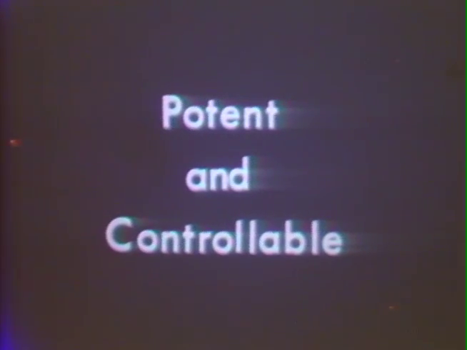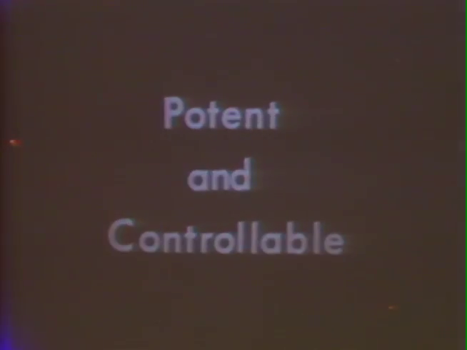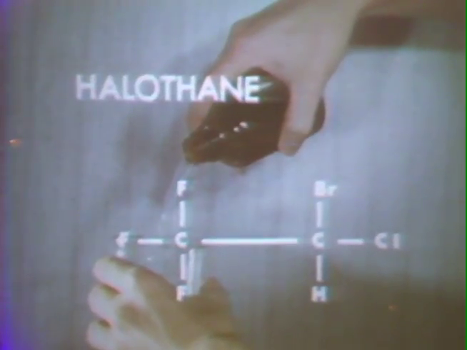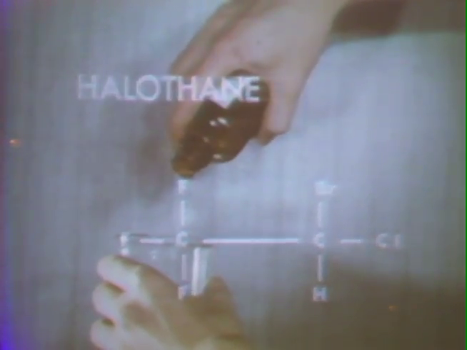It would be potent and controllable, so that the necessary level of anesthesia could be achieved and maintained or rapidly regulated. Halothane possesses many of these properties. Halothane, a clear, heavy liquid, specific gravity 1.86 at 20 degrees centigrade, is an almost completely halogenated hydrocarbon of the ethane series.